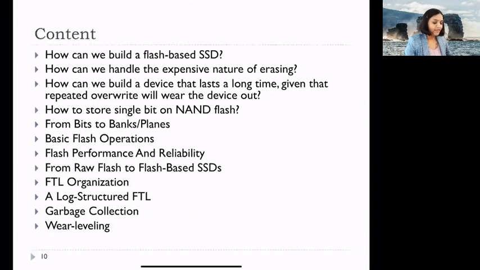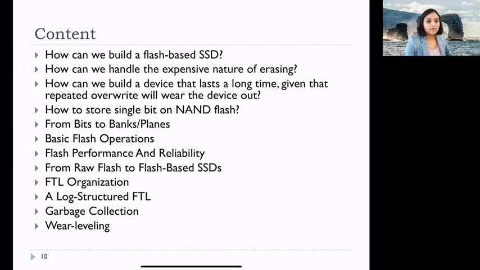In this module, we'll learn different content on how SSDs work, what the different challenging aspects of managing data inside SSDs are, such as erasing, how to manage the wear out, how to manage garbage collection, and how data is indexed inside the SSD, such as the flash translation layer or FTL organization.